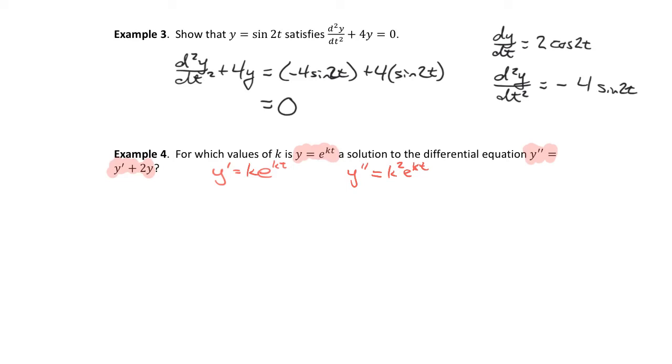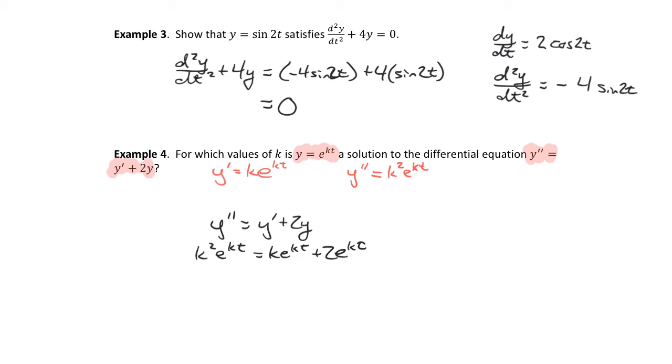So let's start off with the equation y double prime equals, what is it supposed to equal? Y prime plus 2y. And substitute all this stuff in. Y double prime is k squared e to the kt. Y prime is k e to the kt. And 2y is just going to be 2 e to the kt. Okay, there are certain values of k that will make this equation true. In order to figure out what those are, let's study the equation.